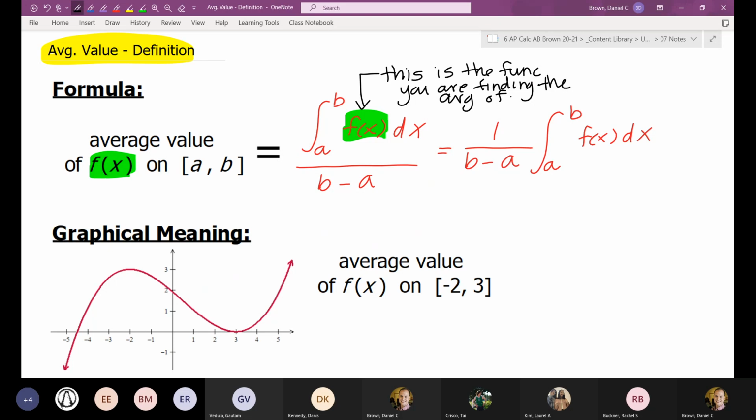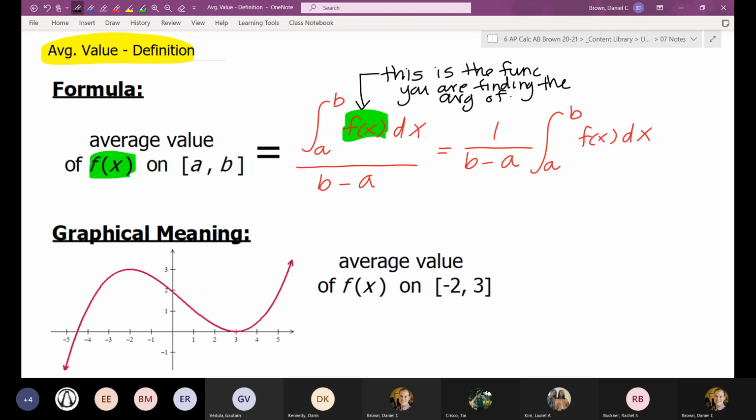If I wanted to find that average rate that people were getting in line, I could plug in that function for where the f of x is. So whatever function you're integrating in this formula is what you are literally finding the average of. So that's how that comes into the context of the word problem.